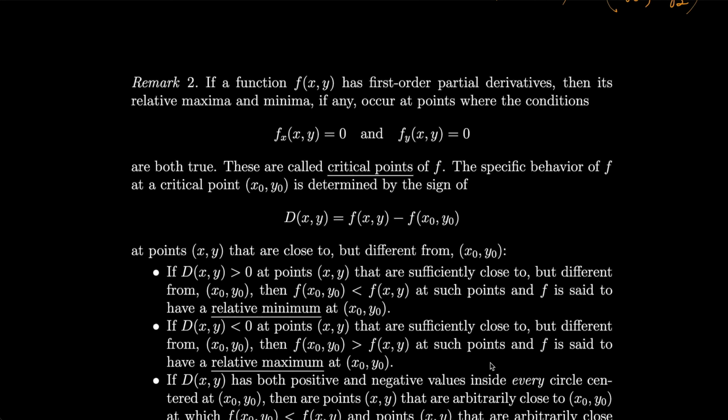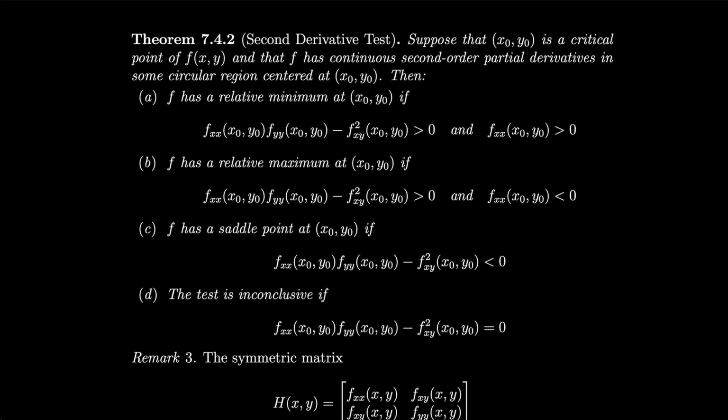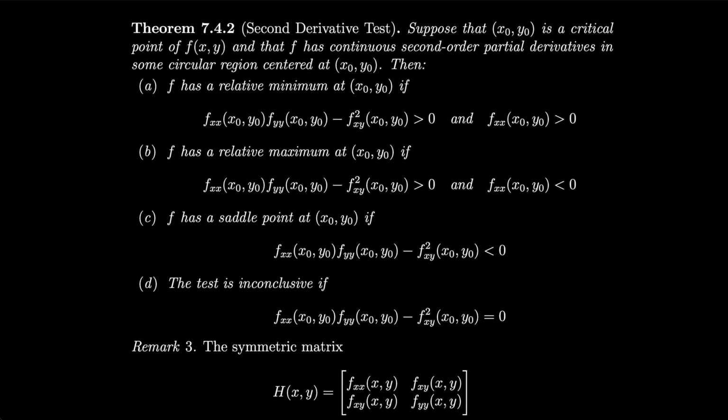It can be really challenging to see the sign of D, so we have a theorem that we often use in calculus, the second derivative test. Suppose that (x0, y0) is a critical point of f(x,y) and that f has continuous second-order partial derivatives in some circular region centered at (x0, y0). Then f has a relative minimum at (x0, y0) if fxx times fyy minus the mixed partial squared is positive. So f will have a relative minimum there if this is positive, provided that the second partial fxx is positive.